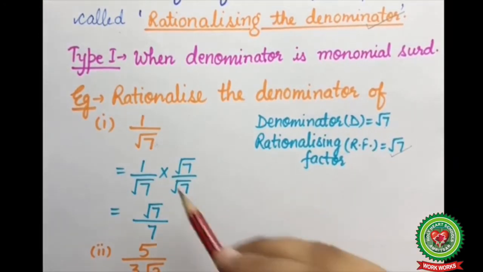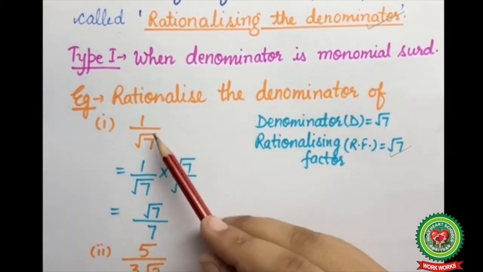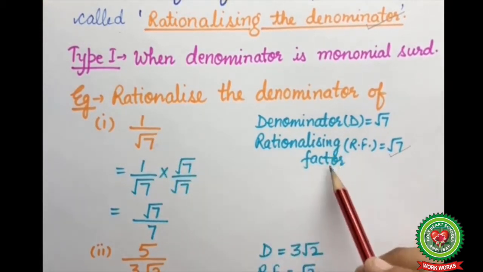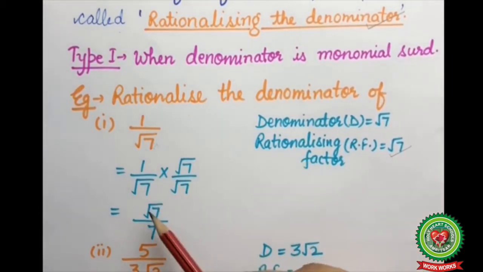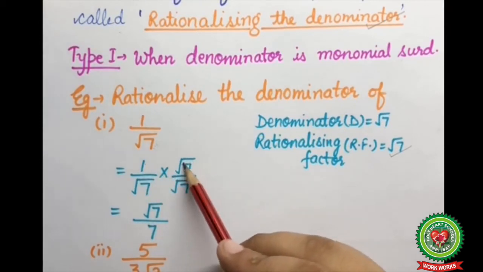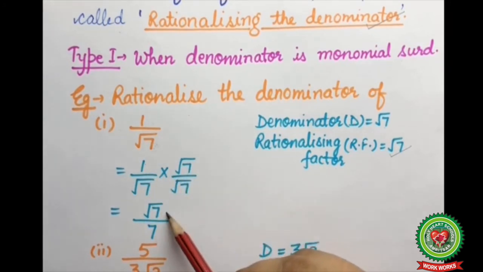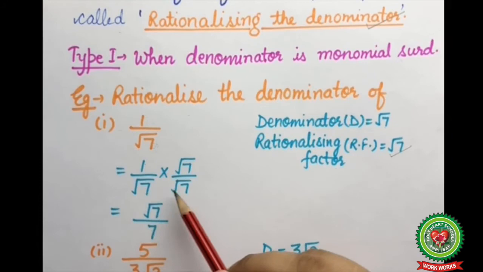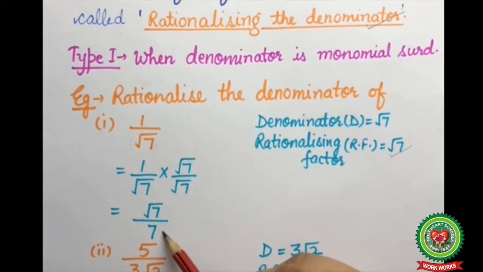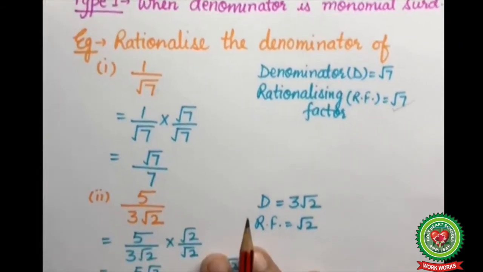Now we are going to do rationalizing, and for that we are going to multiply and divide the given statement with the rationalizing factor. So on rationalizing, we'll get 1 upon under root 7 multiplied by under root 7 upon under root 7. Now 1 into under root 7 is under root 7, and under root 7 into under root 7 is 7. Now we can see that in the denominator we have a rational number, not an irrational number. So let us discuss some more examples based on this topic.